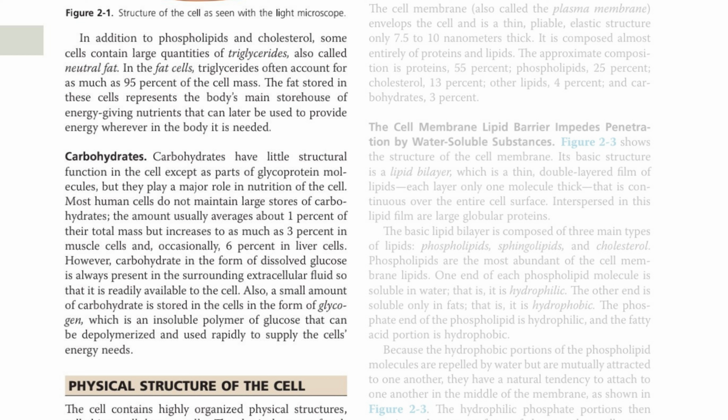However, carbohydrate in the form of dissolved glucose is always present in the surrounding extracellular fluid so that it is readily available to the cell. Also, a small amount of carbohydrate is stored in the cells in the form of glycogen, which is an insoluble polymer of glucose that can be depolymerized and used rapidly to supply the cell's energy needs.